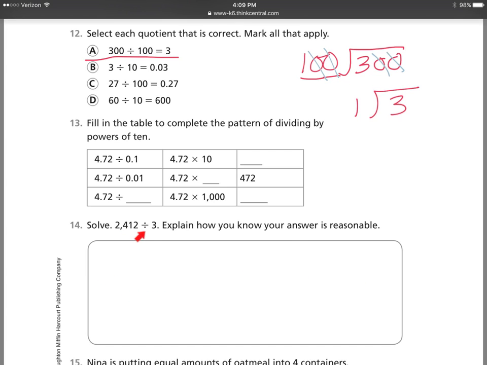If you're dividing, you would hope that your answer would be less than what you started with. And if your answer is less than what you started with, then it should be reasonable.